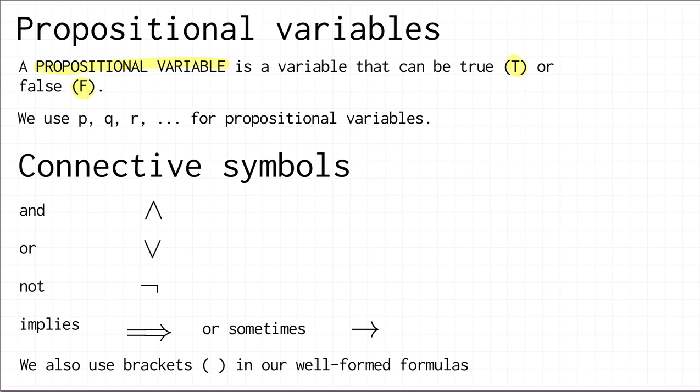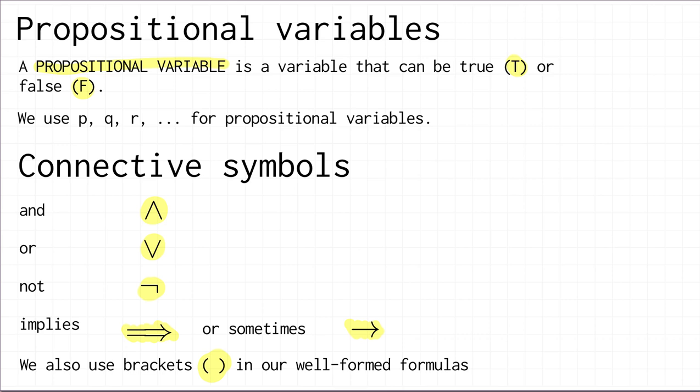The next ingredient for well-formed formulas is symbols for the connectives, which we discussed in the previous video. We talked about the English language connectives and, or, not, and implies. And we have a symbol for each of those connectives. And is represented by this wedge symbol here, or is represented by this V-shaped symbol, not by this symbol, and implies in Math 5 will be written with this arrow, but if you read other mathematical texts, you'll sometimes see just this arrow used for implies. The final ingredient is that we use ordinary round brackets like this in our well-formed formulas.